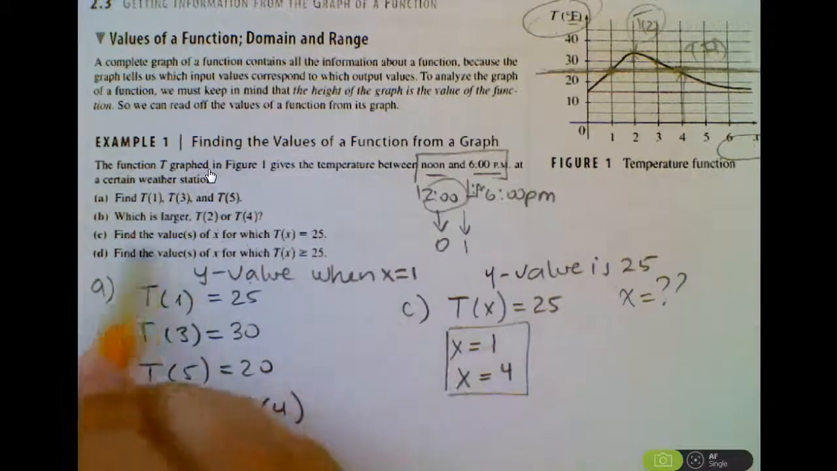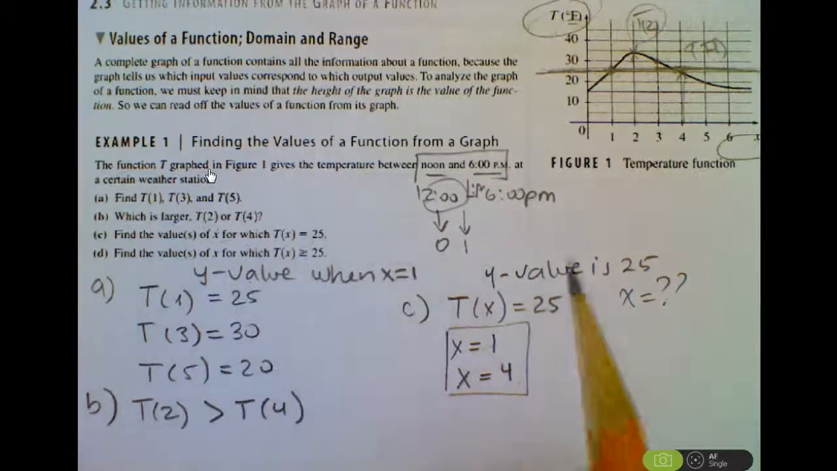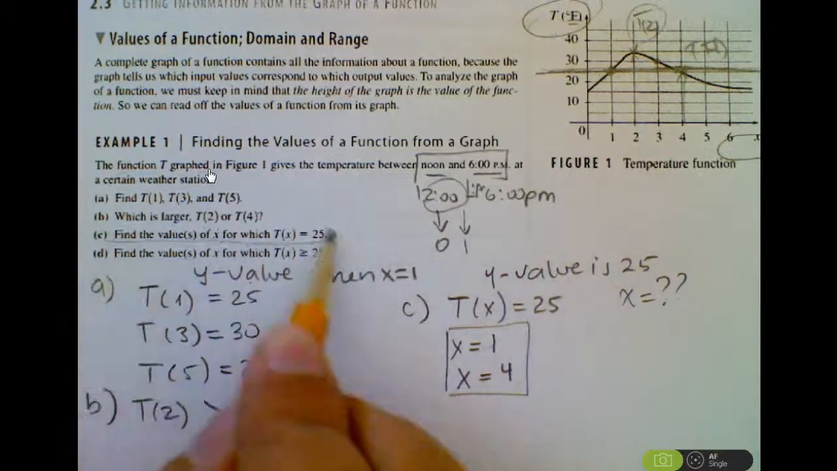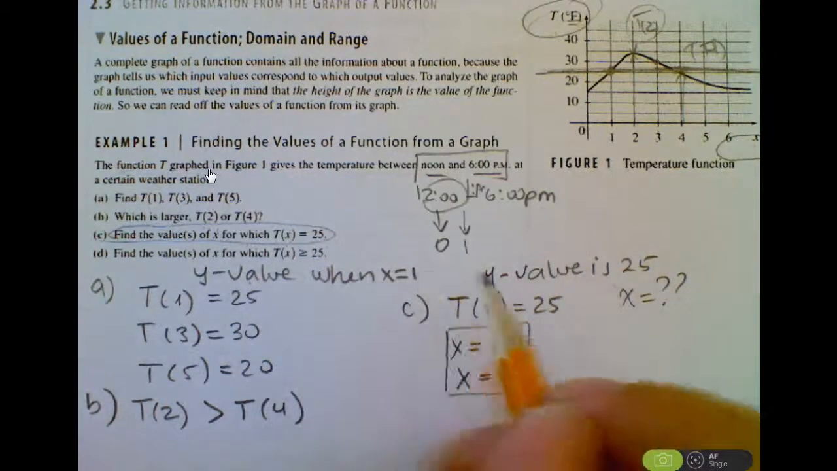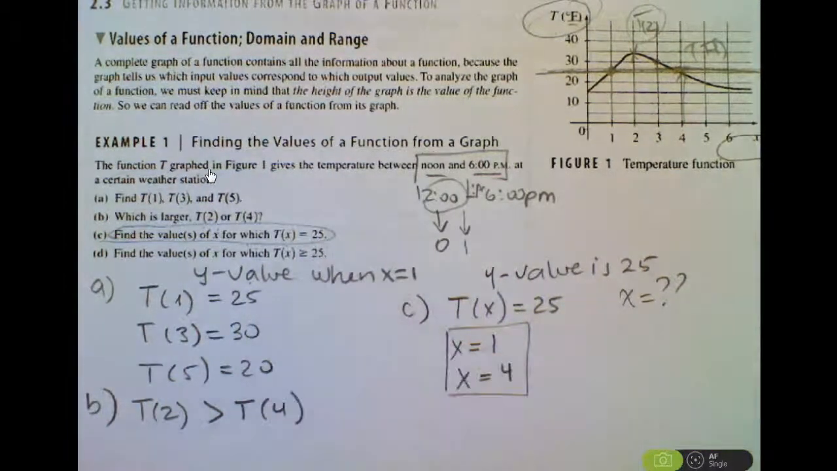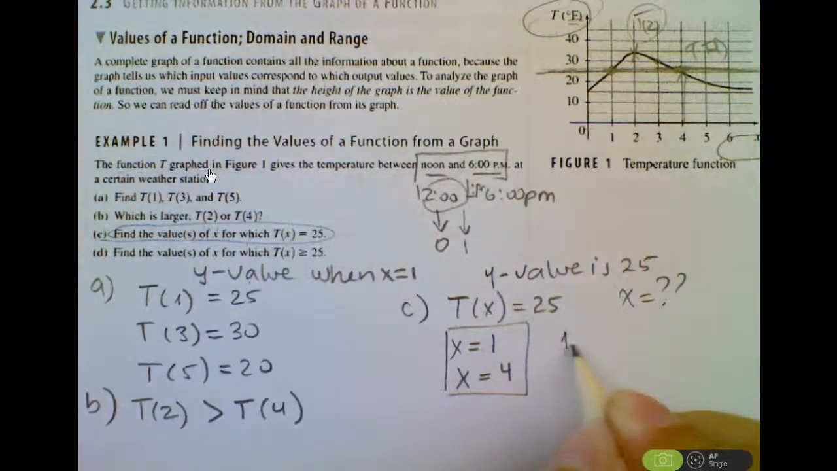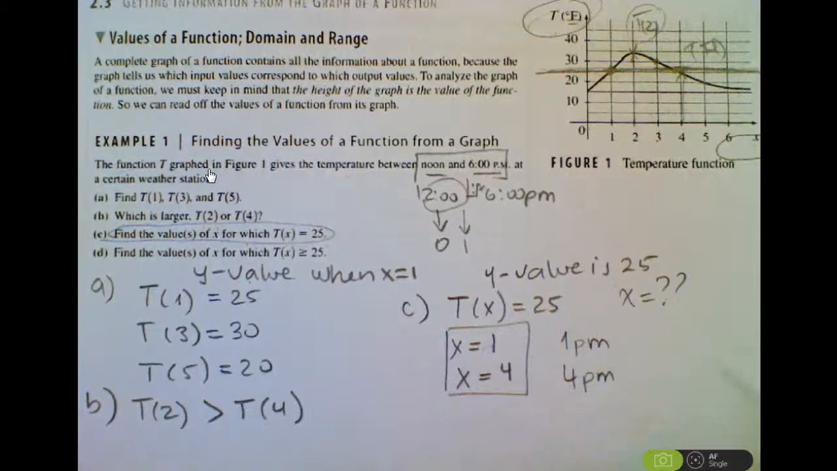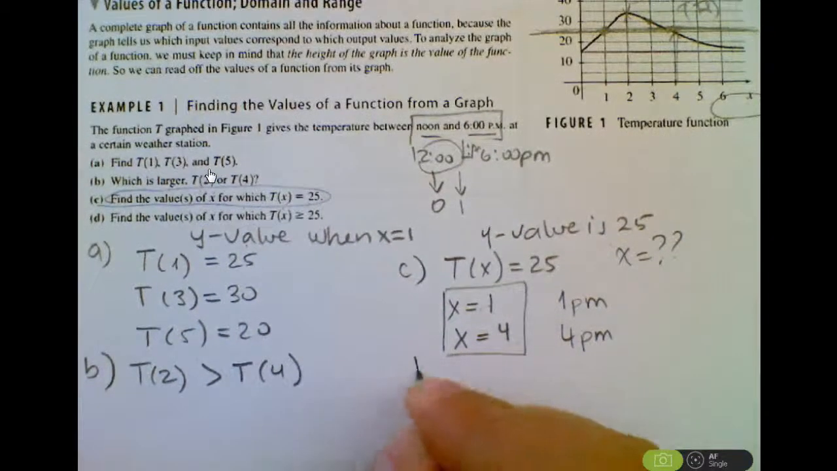Now, notice how they don't ask me for what times the temperature is 25, because that could be the equivalent question. They could ask me for what times in the afternoon the temperature was 25. So I could say, oh, it happened twice. One of them happened at 1 p.m. and the other time was at 4 p.m. But they don't ask me that. They just ask me for the values of x, so this is good enough for this part.